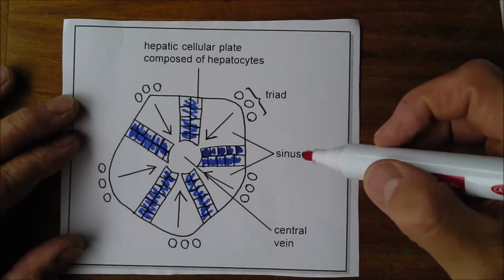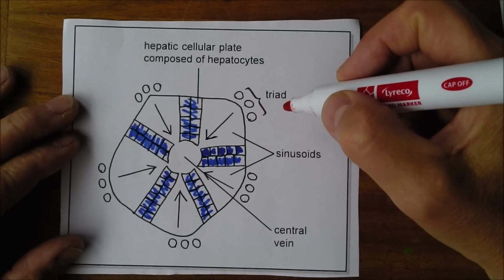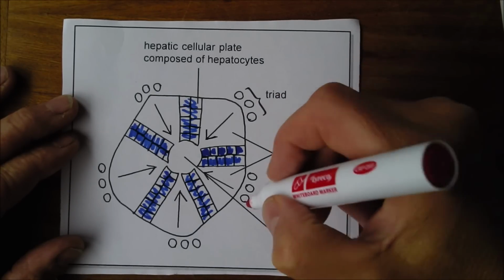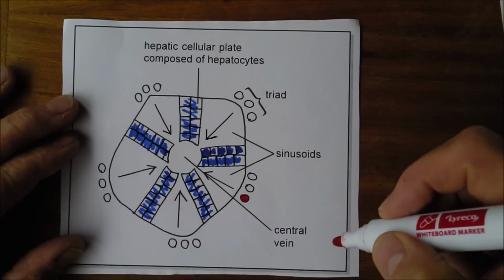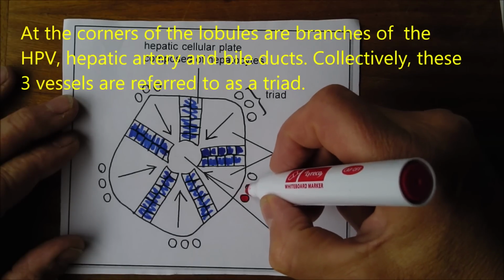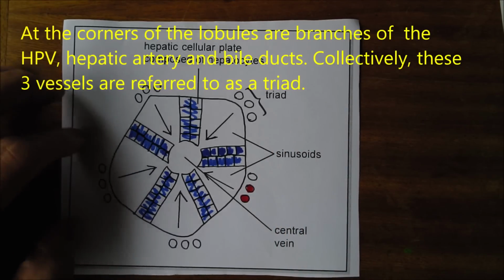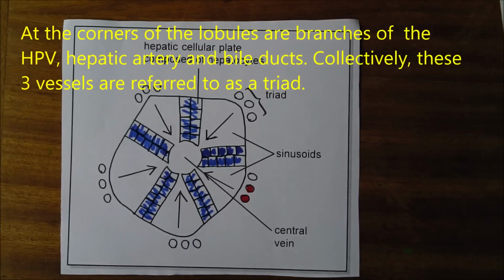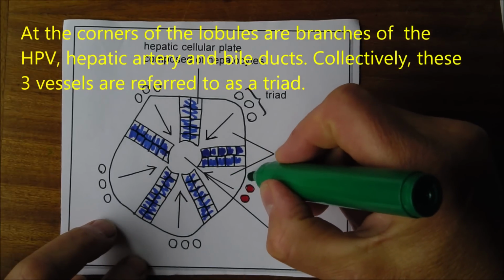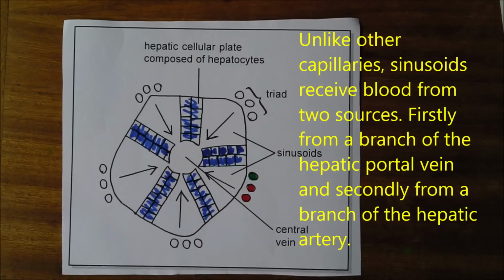Now around about the outside, on the corners of the lobules, we're going to have a branch of the hepatic artery, a branch of the hepatic portal vein, and also we're going to have a bile channel. So there's a branch of the hepatic portal vein, a branch of the hepatic artery, and a bile channel.